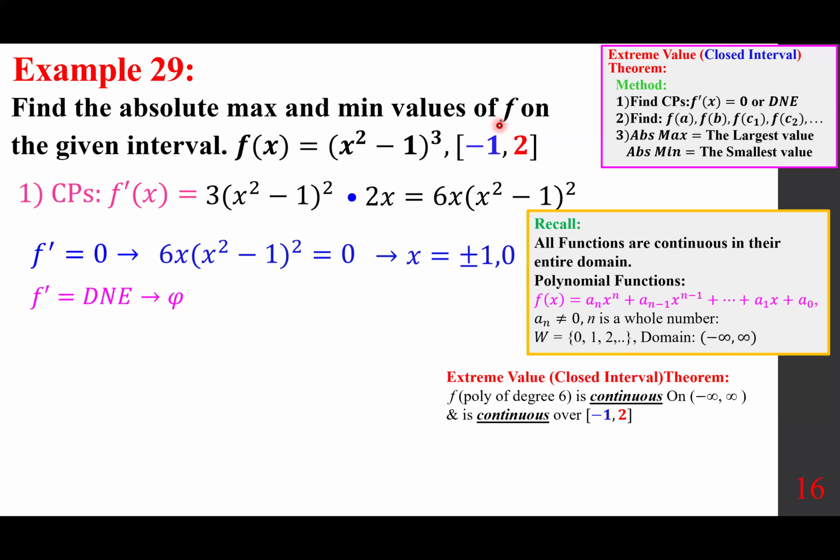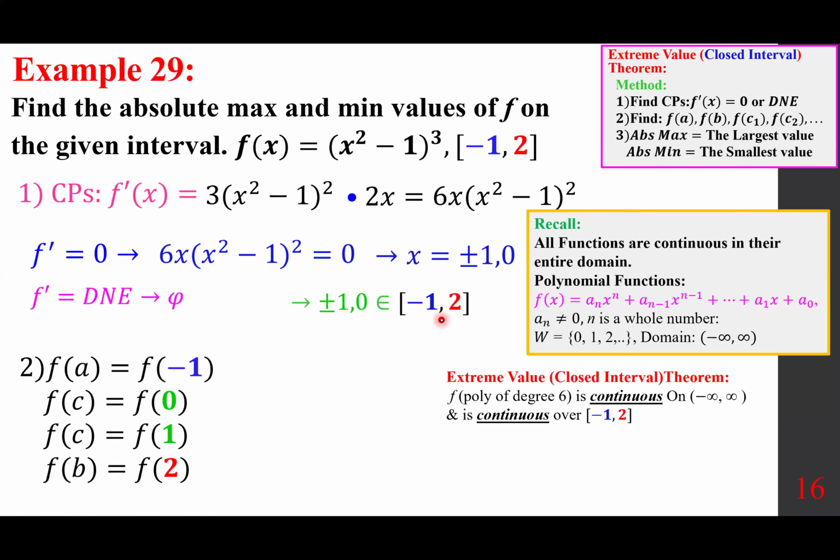Now, negative 1 is one of the endpoints. The 1 is in between, 0 is in between. So in essence, we are using all of it. So we are going to go with the next step, f of a, f of b. So we're going to evaluate it at negative 1 and 2 and everything in between. Those are the critical points, plus minus 1 and 0, and everything belongs to the given interval. Let's evaluate all of this.